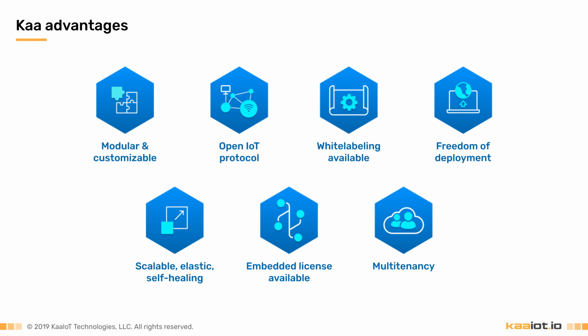You can white-label the Kaa platform to build your own IoT solution under your own brand. There is also an embedded license available to enable you to redistribute Kaa features to your own customers. A few more on the technical side. Kaa supports any type of deployment: public, private, or hybrid cloud. Kaa also offers a variety of enterprise-grade capabilities such as elastic scalability, high availability, self-healing container orchestration, and multi-tenancy, which allows you to run multiple organizations on a single Kaa instance.